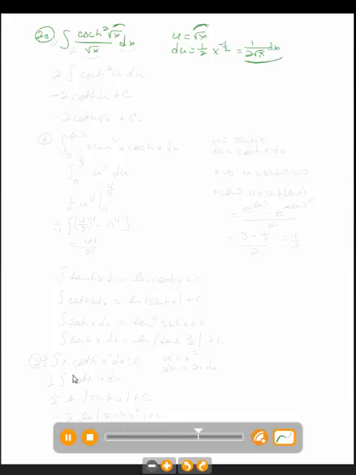So if I look over here, I've got the square root of x in the bottom, I've got a dx, I need a 2 on the bottom, which means I'm putting in a half. So a 2 in the bottom and a 2 on the top outside.